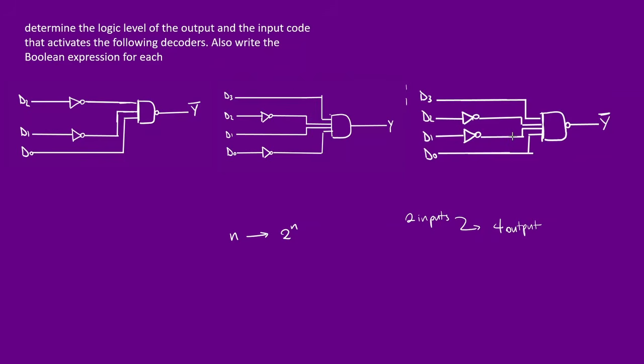So we're going to solve for these and see the scenarios that cause this. Okay. So handling question 1. Determine the logic level of the outputs and the input code that activates the following decoders.